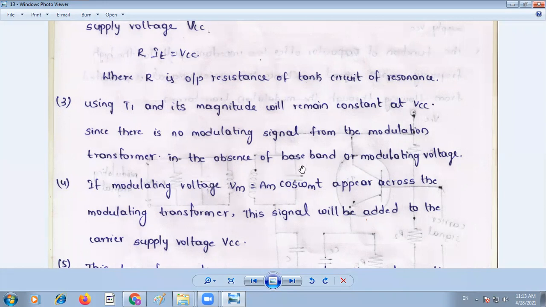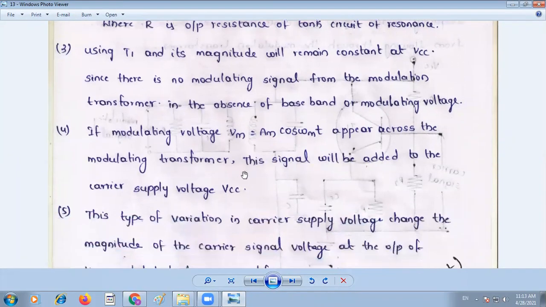Okay, so in the absence of the baseband or modulating signal, the carrier signal remains the same. With the modulation voltage, the modulating signal voltage VM, that is Am cos omega m of t, applied across the modulation transformer. Suppose we apply a signal to the modulation transformer, that is, the VM signal. What is the VM signal? The VM signal is Am cos omega m of t. So this signal will be added to the carrier supply voltage VCC.